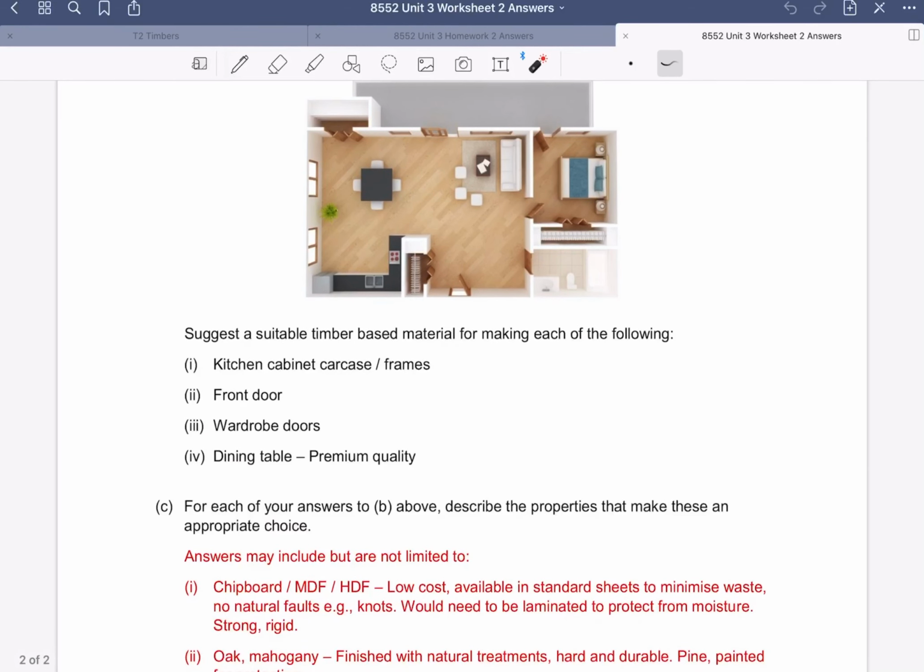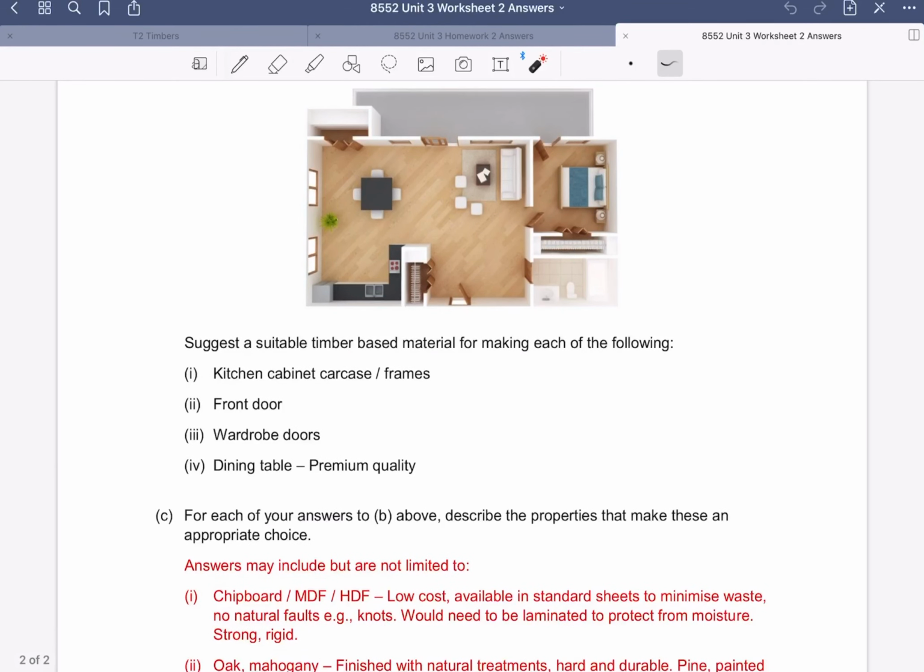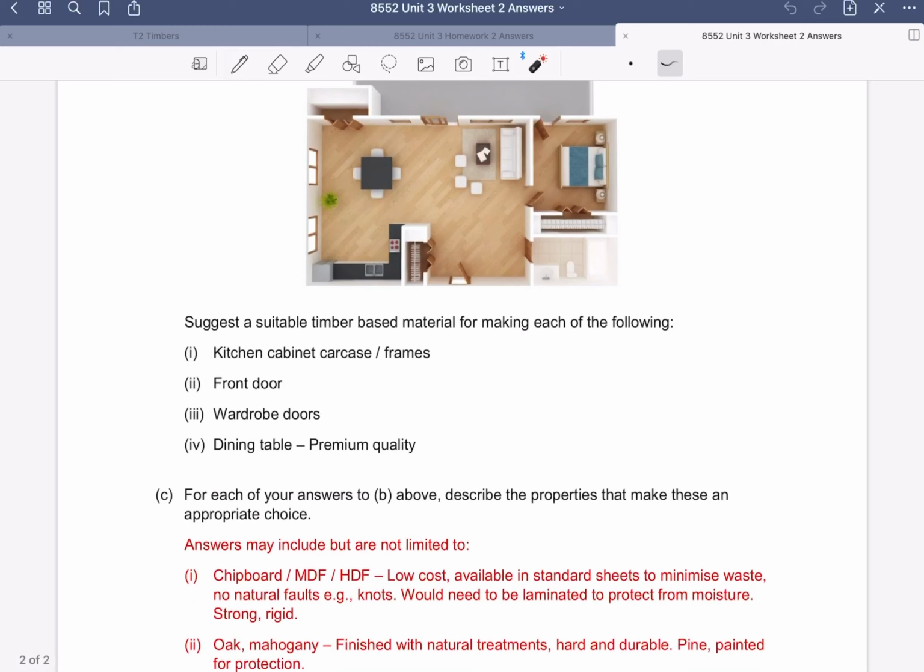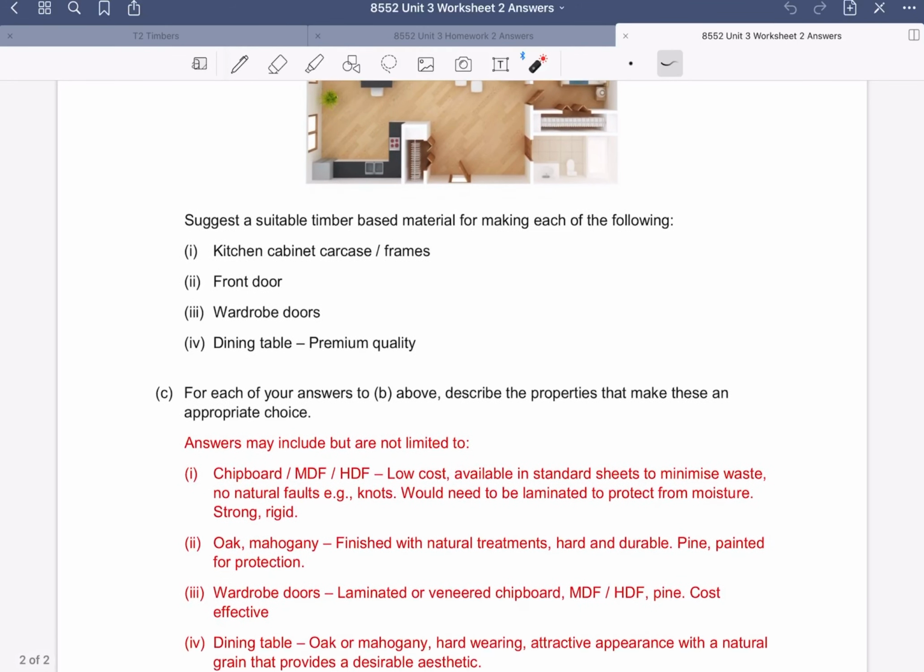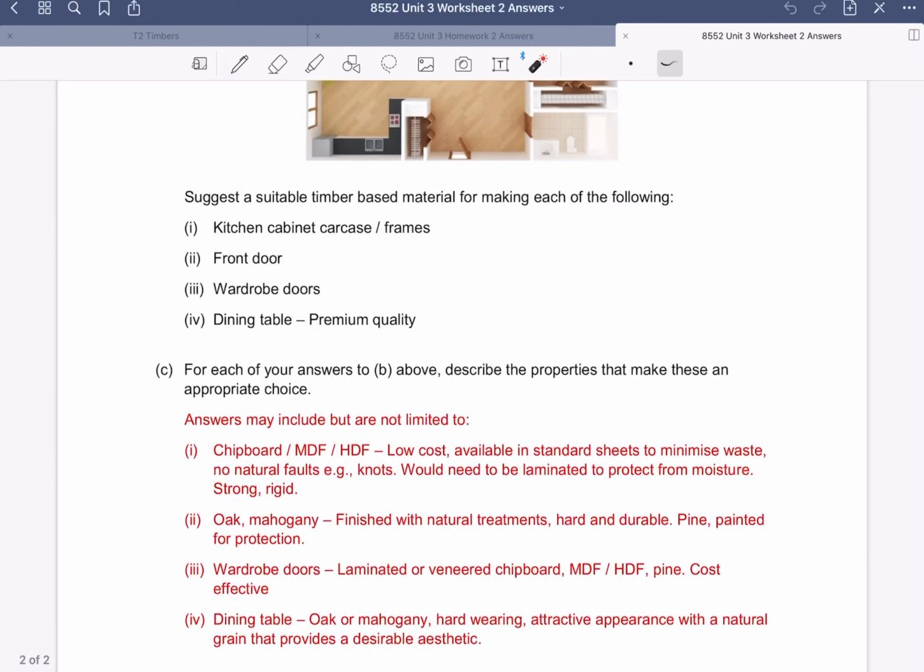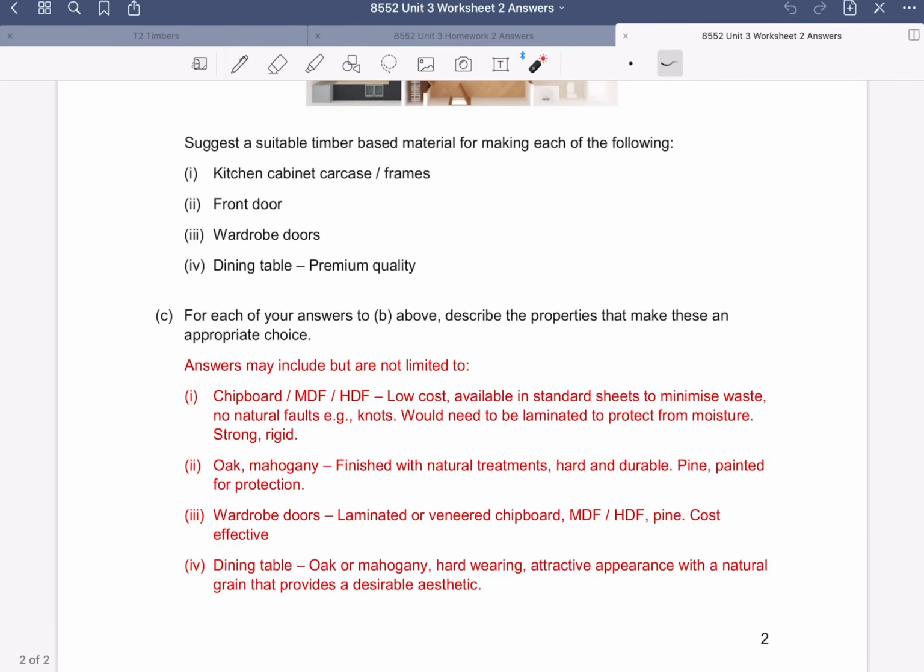Part B, follow the interior view. Below is an interior view of a house. Suggest a suitable timber-based material for making each of the following: kitchen cabinets, front door, wardrobes, and dining table. For each of your answers, describe the properties that make these an appropriate choice. So again, here the answers are all kind of lumped together.